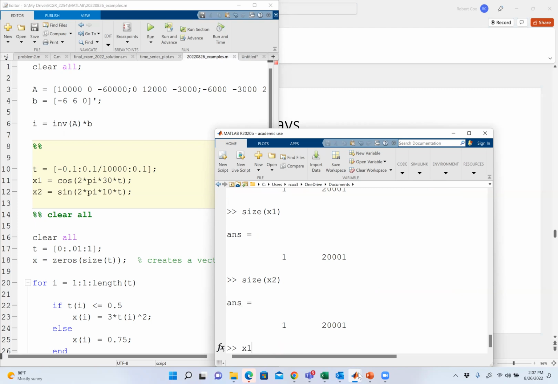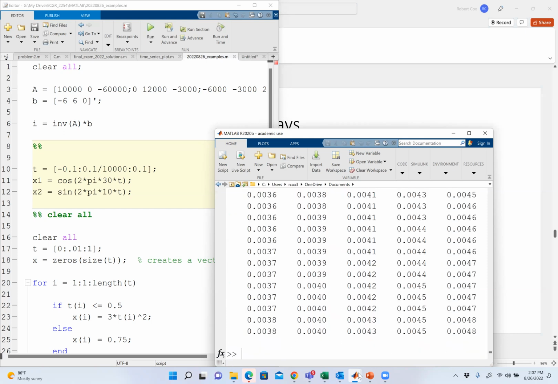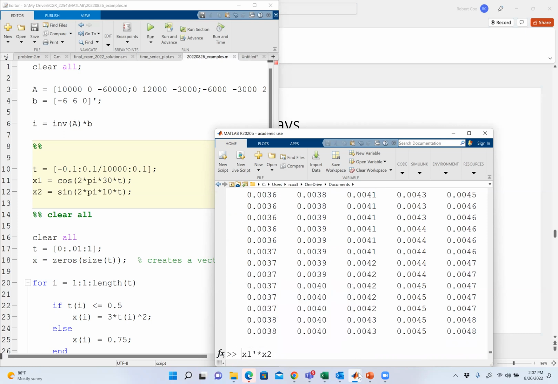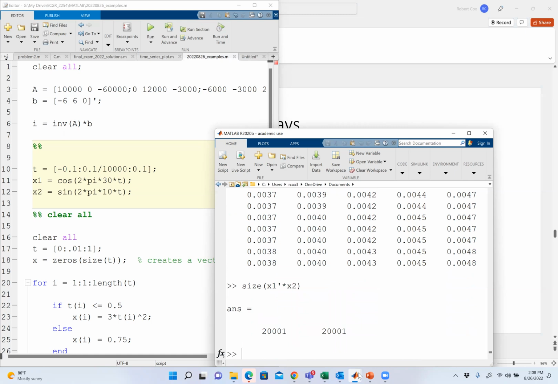So now let's do x1 transpose times x2. Who knows already what the size of that is going to be before I even do it? It's going to be big. If I asked what's the size of that, and if you go into your linear algebra, I think it's going to be 20,001 by 20,001, right? So, okay, well, that was the wrong way to do it.